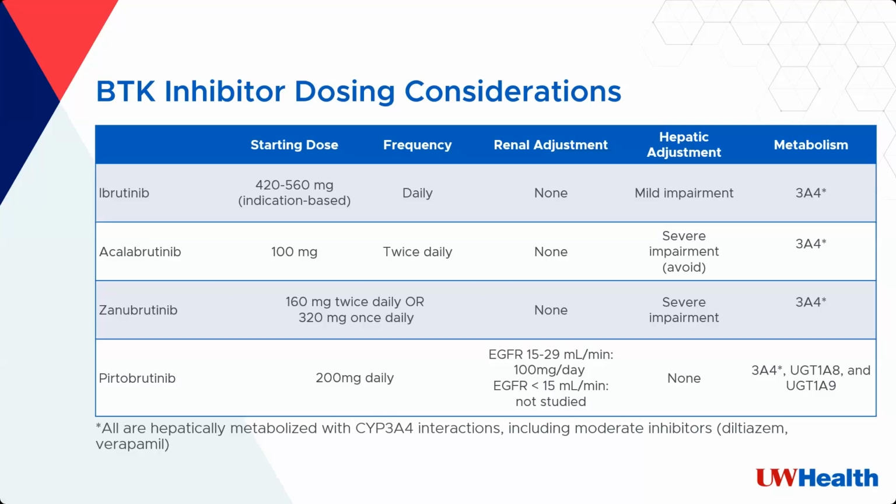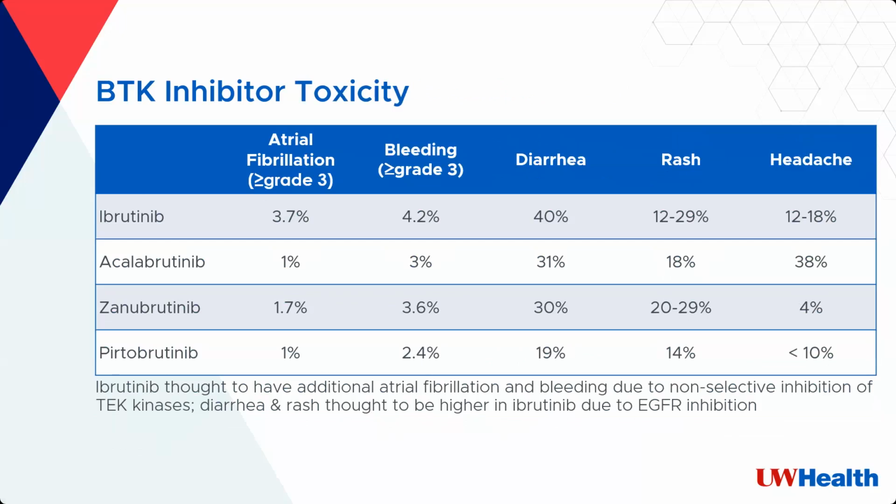You'll see here that all of these medications are cleared via the CYP3A4 metabolic pathway, which makes them all very prone to drug interactions. So even moderate inhibitors like diltiazem, verapamil, fluconazole may require some empiric dose adjustments. So just always double check on that if your patient is on one of these medications.